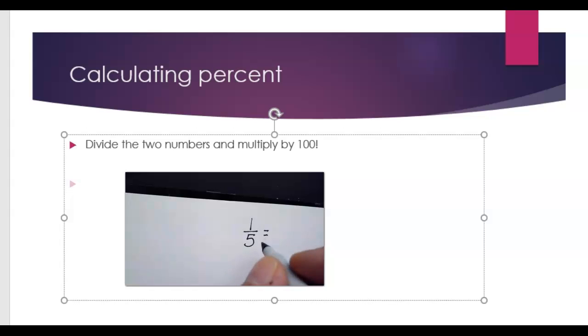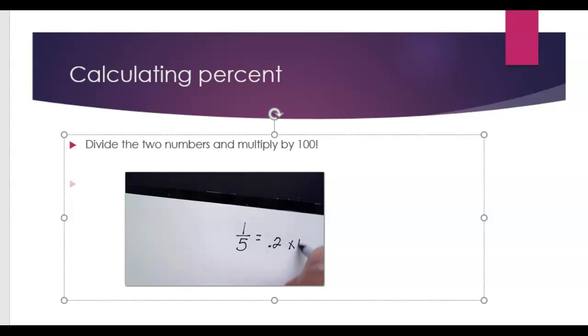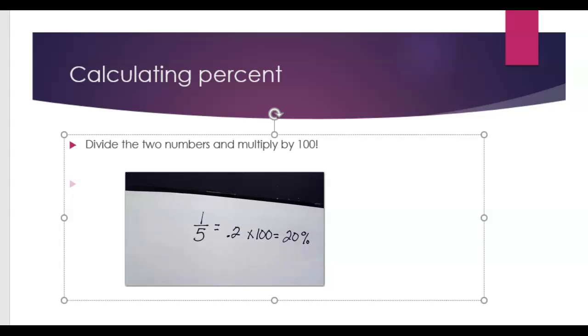All right, calculating a percent. If you have a fraction, you would just divide the two numbers. So 1 divided by 5 equals 0.2. And then you would take this number and you would multiply by 100, which would give you 20. Add the percent sign. 20%.